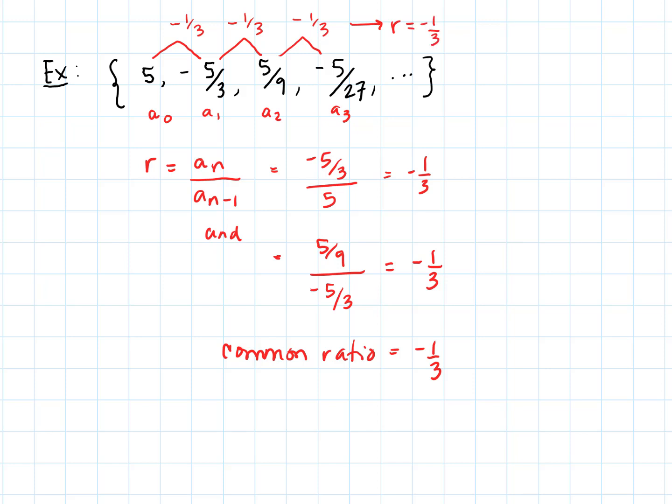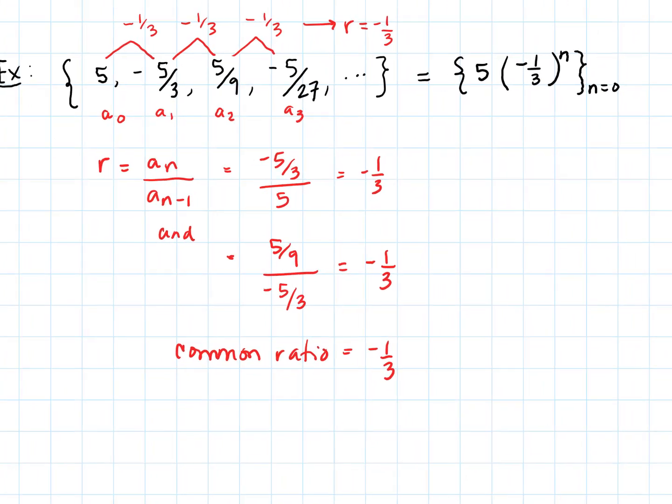So if we wanted to express this geometric sequence in its explicit definition, there's also a 5 there, but that's just a constant. So we have 5 times negative 1/3 to the nth. But this is one of those where the index is not starting at 1, it's actually starting at 0. So we indicate n equals 0 right here. And that right there is what we call a geometric sequence.